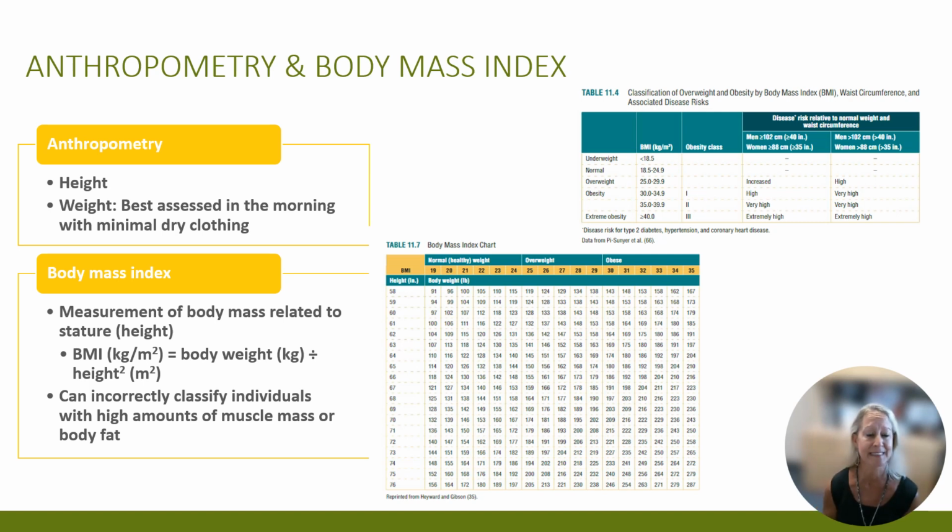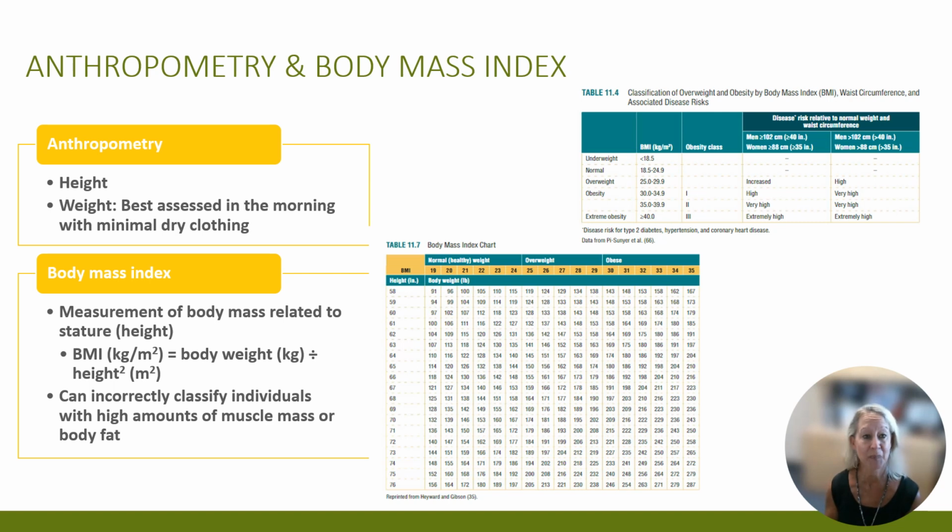Now, the body mass index, or BMI, is a commonly used measurement to assess body weight relative to height. It is calculated by dividing an individual's weight in kilograms by their height in meters squared. The formula for calculating BMI is your weight in kilograms divided by your height in meters squared. Here are the standard BMI categories.